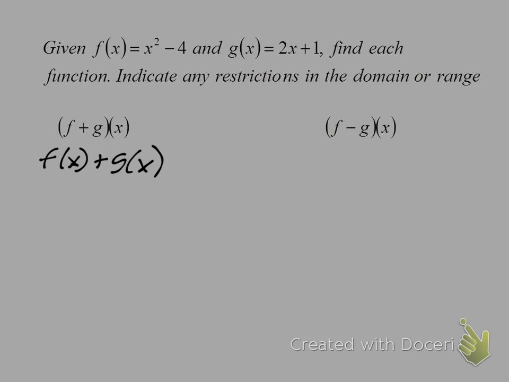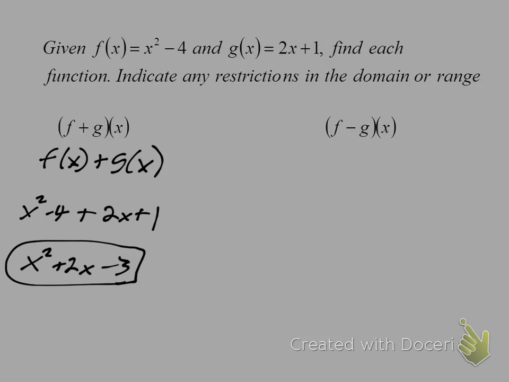F of X in this case is what? X squared minus 4. We're adding that to G of X, which is 2x plus 1. And you add those together, which means you go through and combine your like terms. So x squared plus 2x minus 3. Yes, that's your answer.